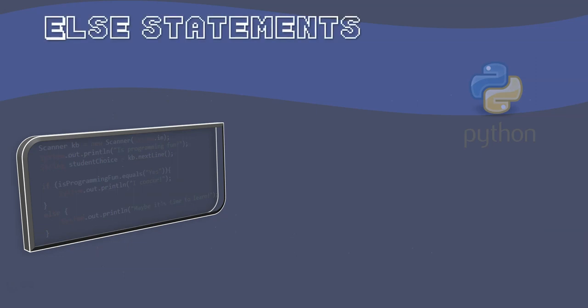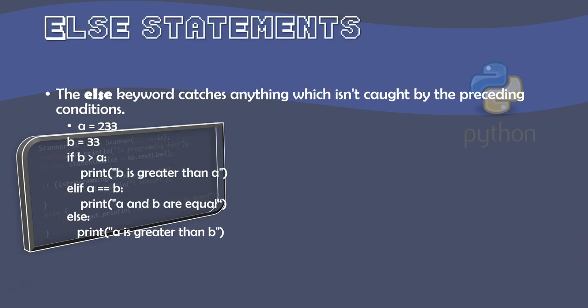Now, lastly, of course, we have our else statements. Our else is going to function just like we would expect it to. It's a keyword that catches anything which isn't caught by the preceding conditions. It's our bucket. It's our catch-all. So in this one, I've set a to 233. b is 33 still. And if we look at our conditions, we have b is greater than a if it is greater, a equals b for when a and b are equal. And then our else, you notice there's no condition because it's just catching any other situation that might be present.